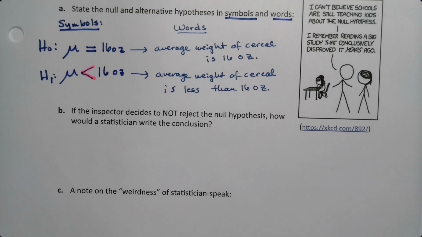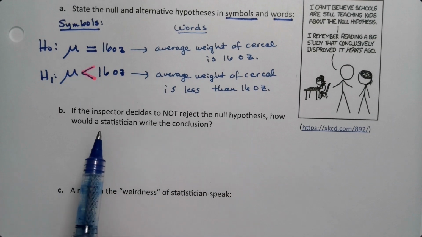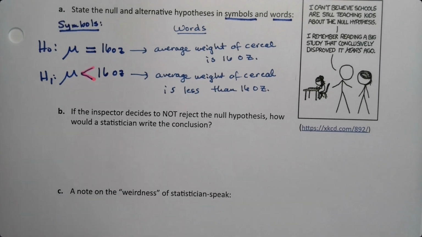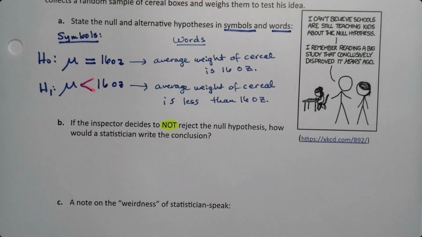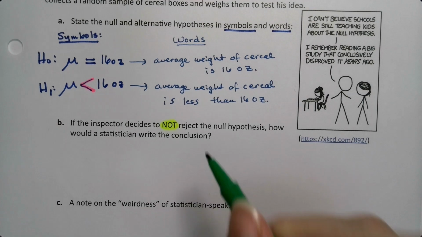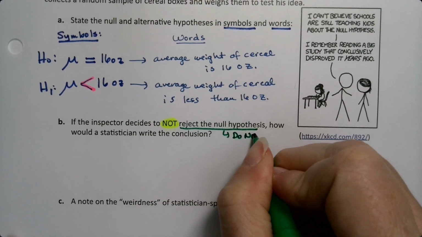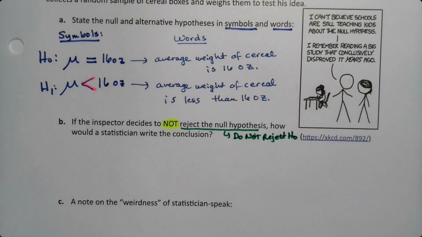All right. Now, if the inspector decides to not reject the null hypothesis, how would a statistician write the conclusion? Okay, so we're going to not reject. So you can see that's a step 5. They're saying, hey, we're not going to reject H0. That's our decision. So step 5 would be do not reject H0. And again, you don't know why yet those decisions are made, but they are. Okay, so how do we write the conclusion?